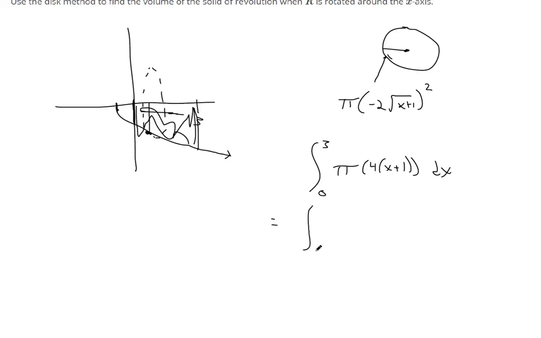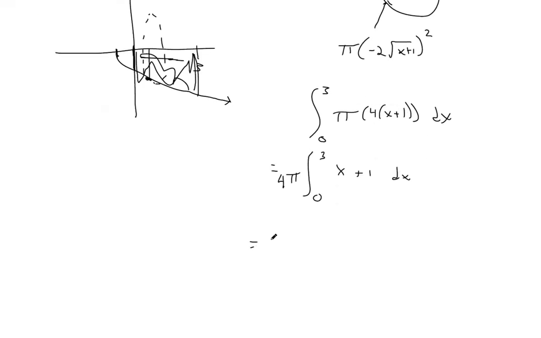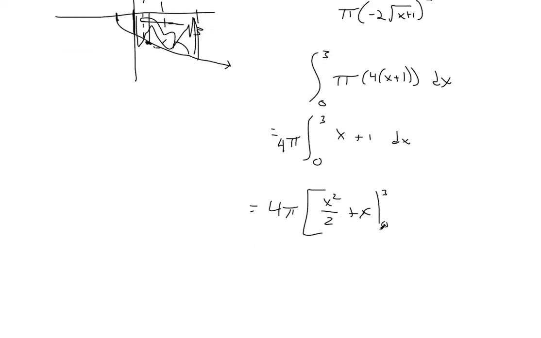So I'm just going to expand it algebraically. The tough stuff is done. Factor out that pi, and then we can factor out that 4 while we're at it. This is x plus 1. We can do that because they're both multiplying everything else in the function. So it's a nice and easy integral now, because it's just x squared over 2 plus x. We evaluate that from 0 to 3.